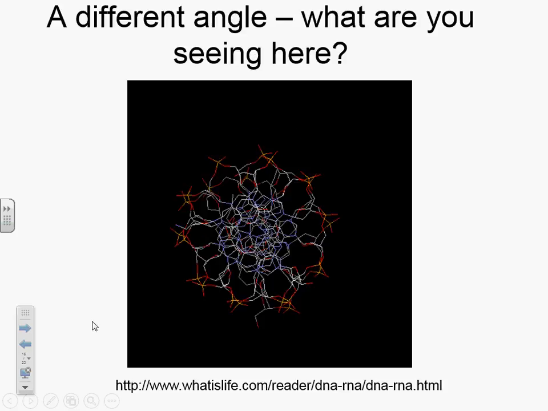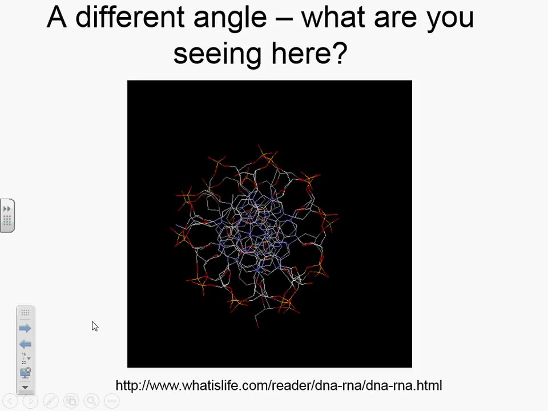Now, what does that show? What are you seeing? That's exactly right. You are seeing it from the end. You get that idea. So around, you get the outside bit. It's a bird's eye view, end on, looking down the helix.